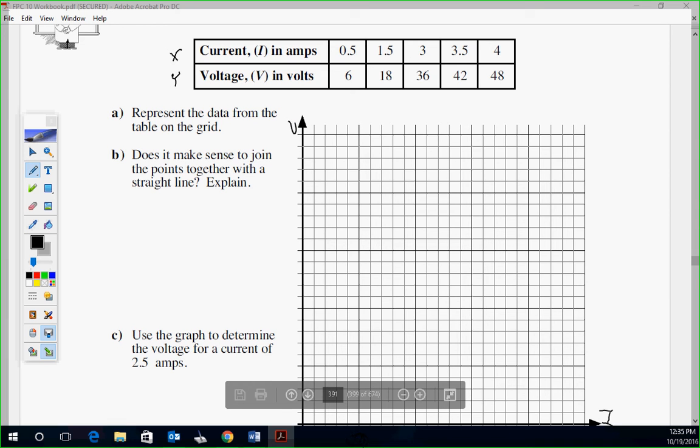So let's see, how much do we have? We have 1, 2, 3, 4, 5... so we have 20 squares, and I'm going to go by 4. So every 5 squares, I'm going to call a 1. Wait, there's 25. 5, 10, 15, 20, 25. Yeah, so every 5 squares is going to be a 1.